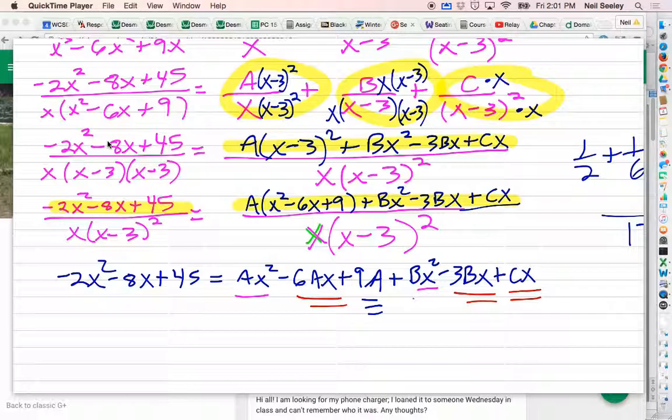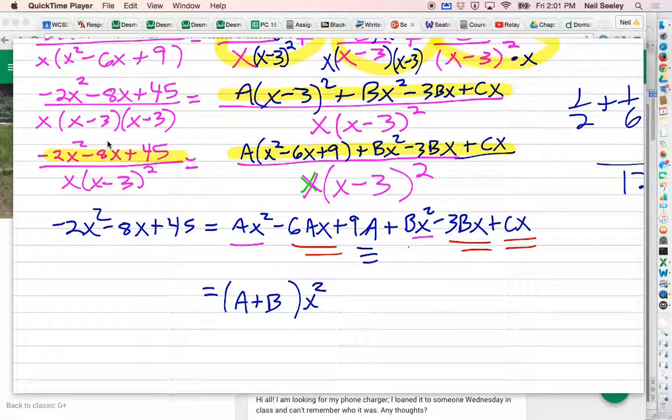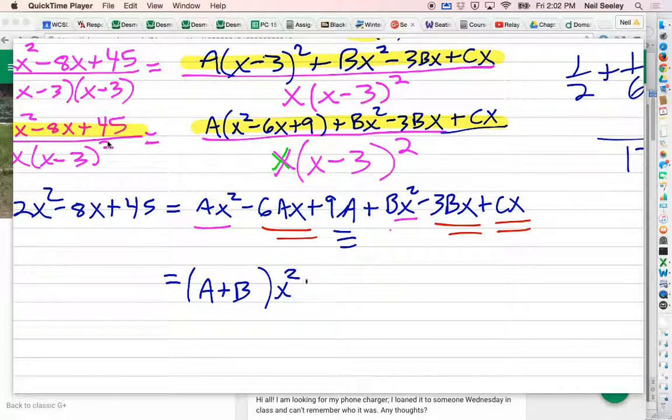Okay, and they come together. All the x squareds get added up into a single x squared. So let's do them: A and B. A plus B x squared. And then what else do we got? X's. So plus, let's get all our x's in one pool. We got negative 6a, oh, that was times x, and a negative 3b, and a c, all with x.